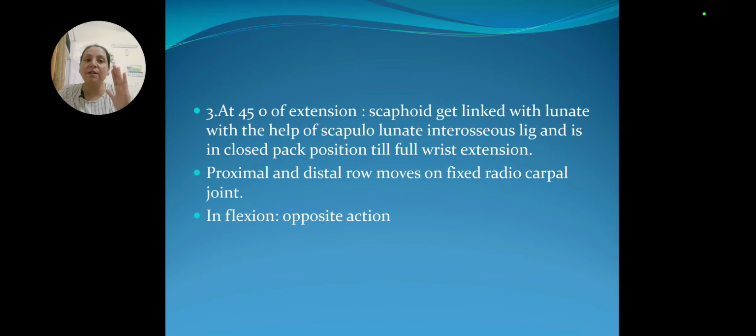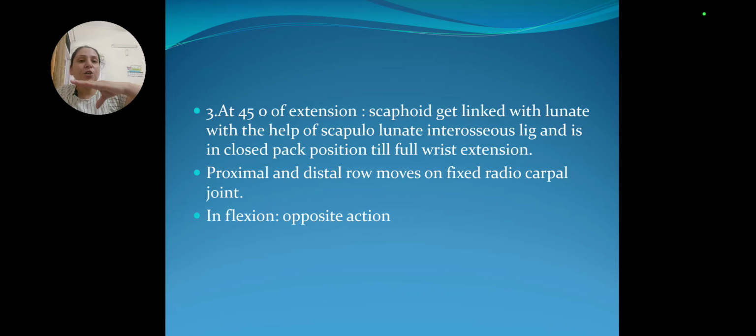That is, the proximal and the distal rows move on a fixed radiocarpal joint. The radiocarpal joint is totally fixed. The movement is taking place in the distal carpal row and the proximal carpal row. Now showing you again, this is full wrist flexion. We want to go into wrist extension. From wrist flexion to the neutral position, only the distal carpal row is moving, and that too posteriorly. This is because of the action of the wrist extensor group of muscles.